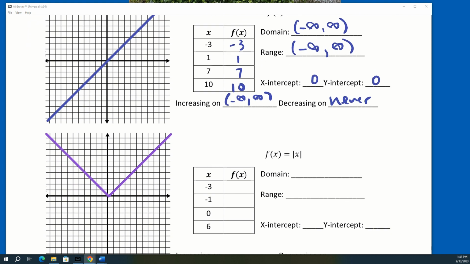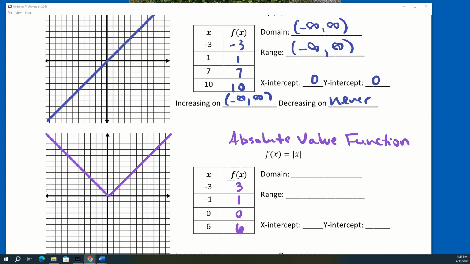Absolute value function. All right, and everything you put in to the absolute value function, what comes out is that number's absolute value, which is the distance from 0 on the number line. So you basically are just dropping off any negatives because you can't have negative distances.